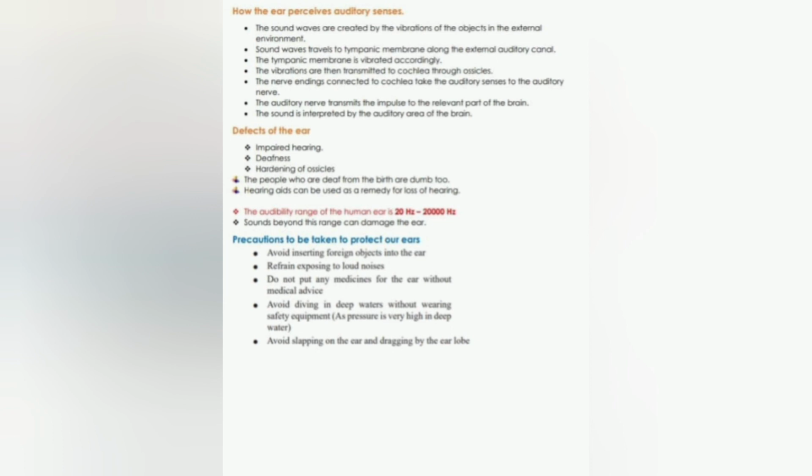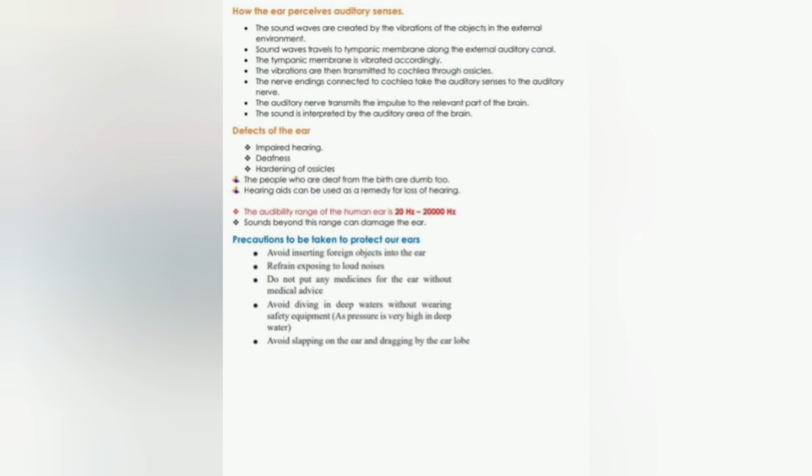What are the defects of the ear? Impaired hearing, deafness, hardening of ossicles. The people who are deaf from the birth are dumb too. Hearing aids can be used as a remedy for loss of hearing.